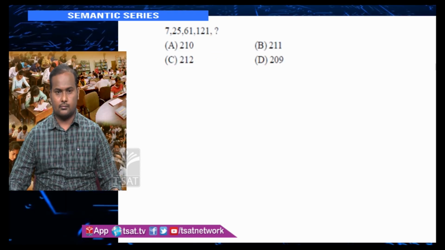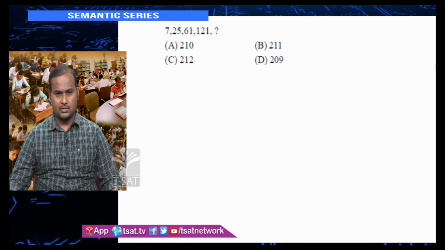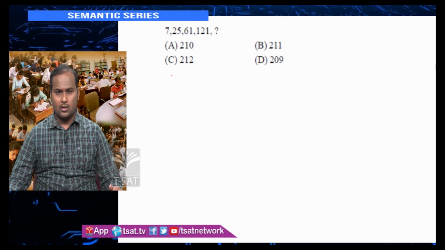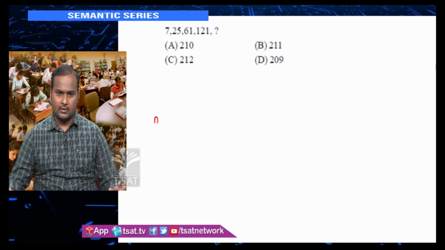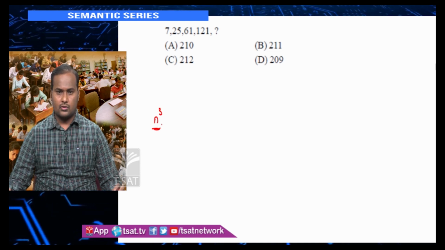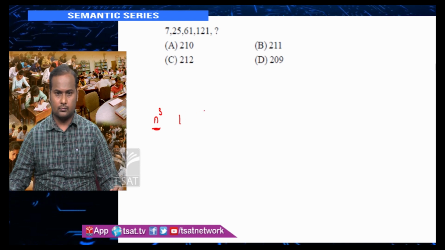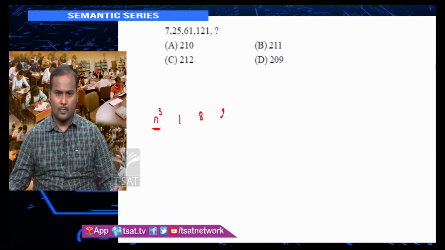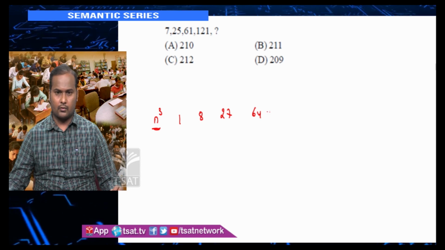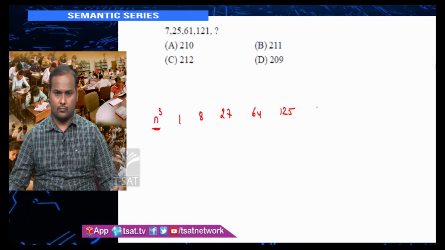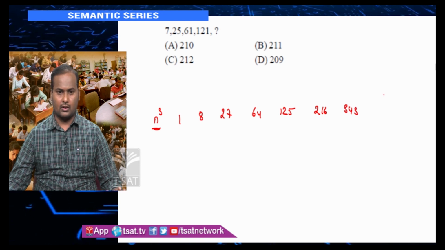So let's see this question. The moment you see this question, 7, 25, 61 and 121, you need to immediately think about cubes, that is n cube. One should know cubes at least till 10. So 1 cube, 2 cube, 3 cube, 4 cube, 5 cube, 6 cube, 7 cube, and so on, at least till 10.